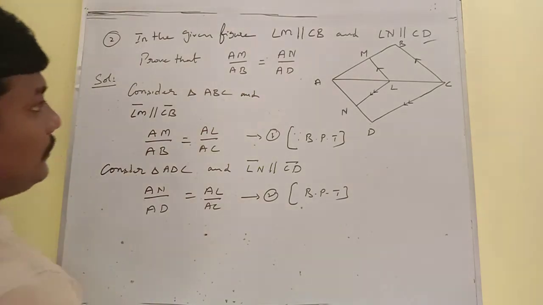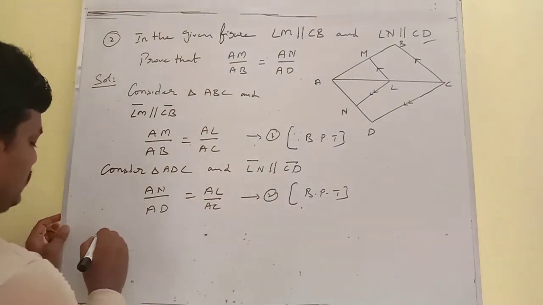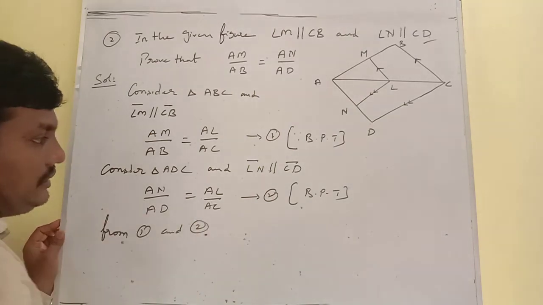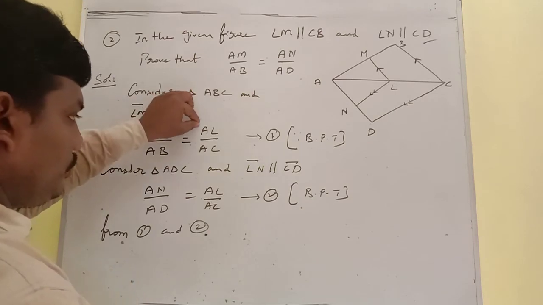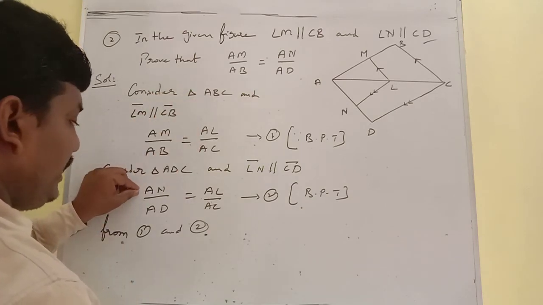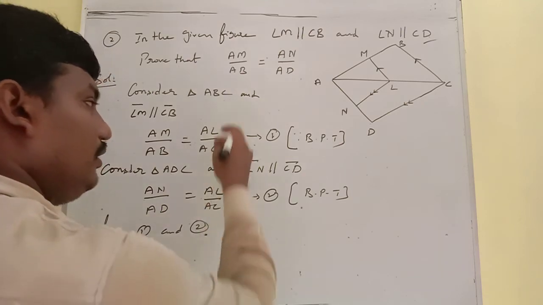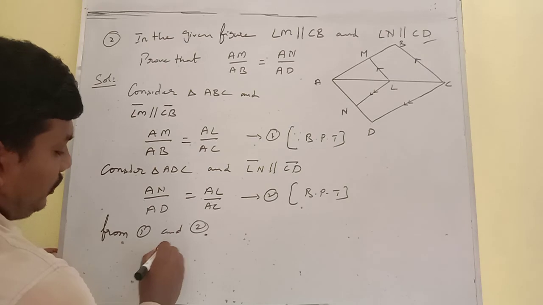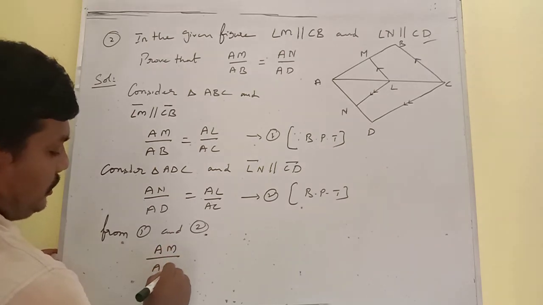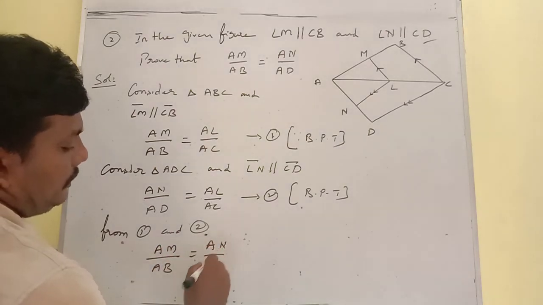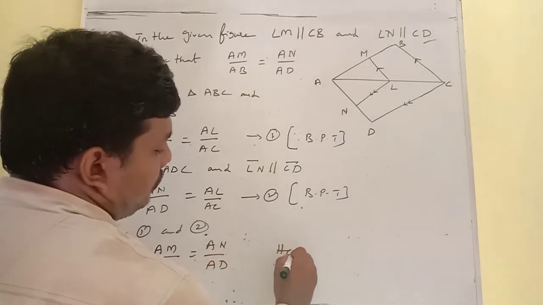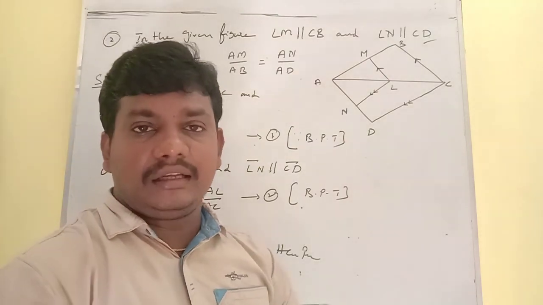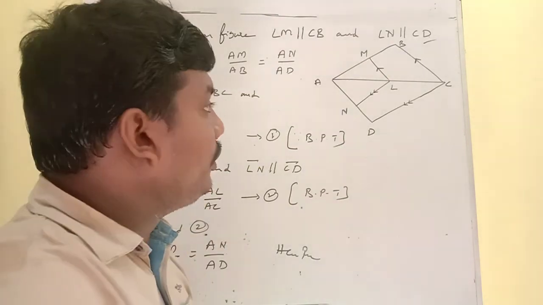Now from equations 1 and 2, AM by AB is equal to AL by AC. In the same way, AN by AD is equal to AL by AC. Here the RHS parts are equal, AL by AC. Therefore, we conclude AM by AB is equal to AN by AD. Hence it is proved.